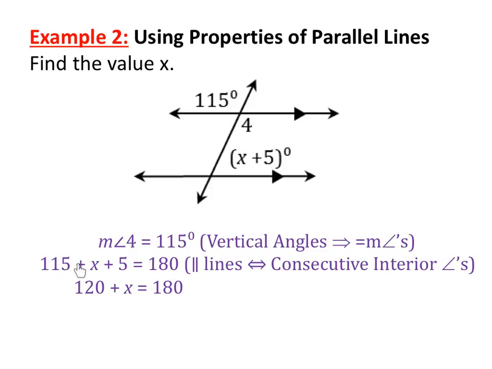Combine like terms, so 115 plus 5 is 120, so 120 plus x equals 180. Continuing to solve for x, subtract 120 from both sides, and so x equals 60. And I just realized that I left off the supplementary typed in here, so it should be consecutive interior angles supplementary.